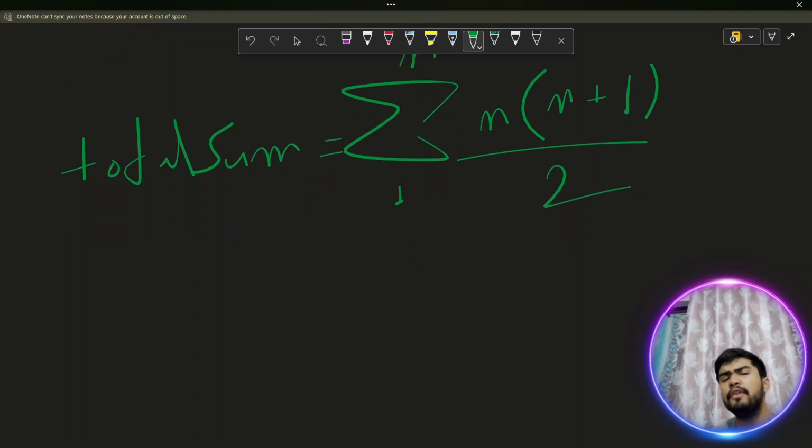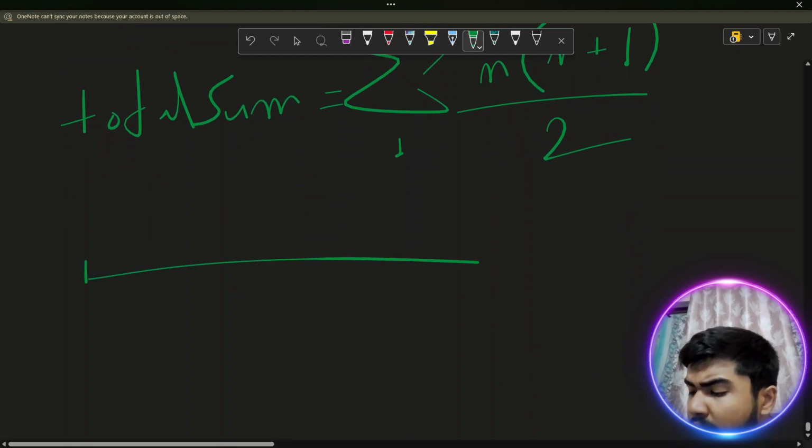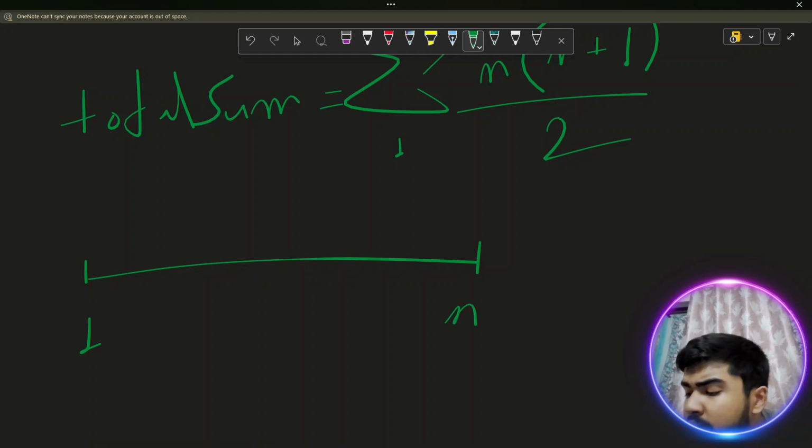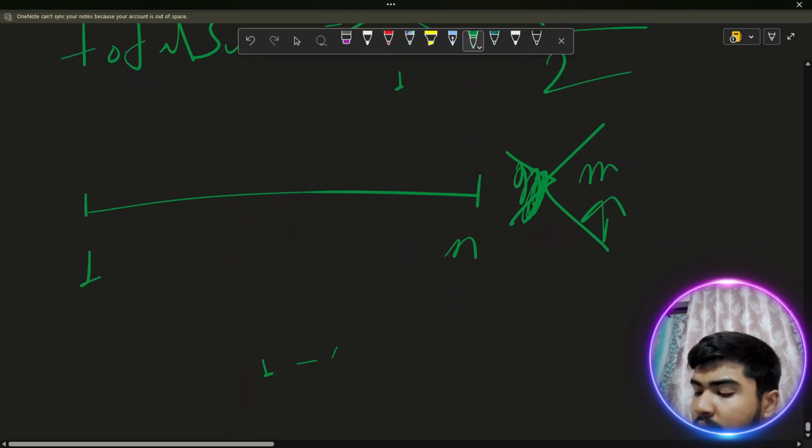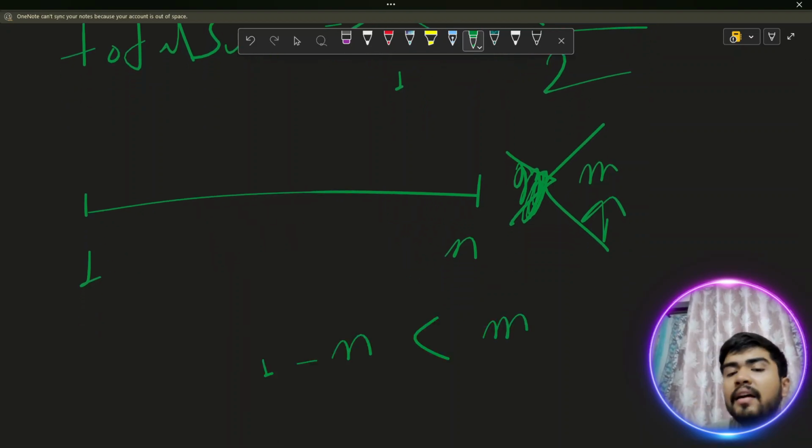Now there are a few cases. If you observe the example test cases also, you can get it. Suppose my m is lying outside, pointing beyond the 1 to n boundary. So my m is basically greater than n. Is there anyone who is divisible? All numbers from 1 to n are lesser than my m.